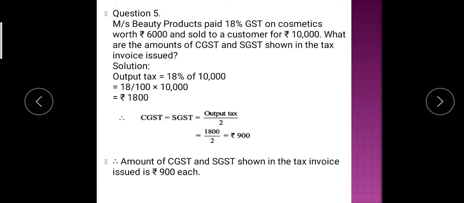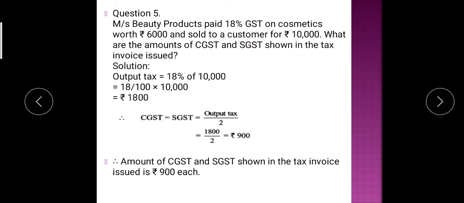Okay, in a tax invoice, the amount is not the GST paid to the government. This product is sold to the customer at a price of 10,000 rupees. So on the bill, the amount of CGST and SGST that they have to pay is printed on the bill.